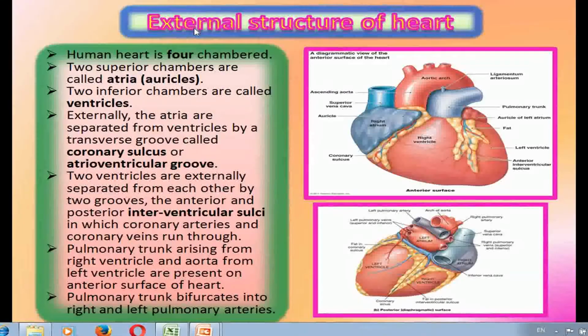Good morning, students. Today we learn about the next topic, external structure of heart.